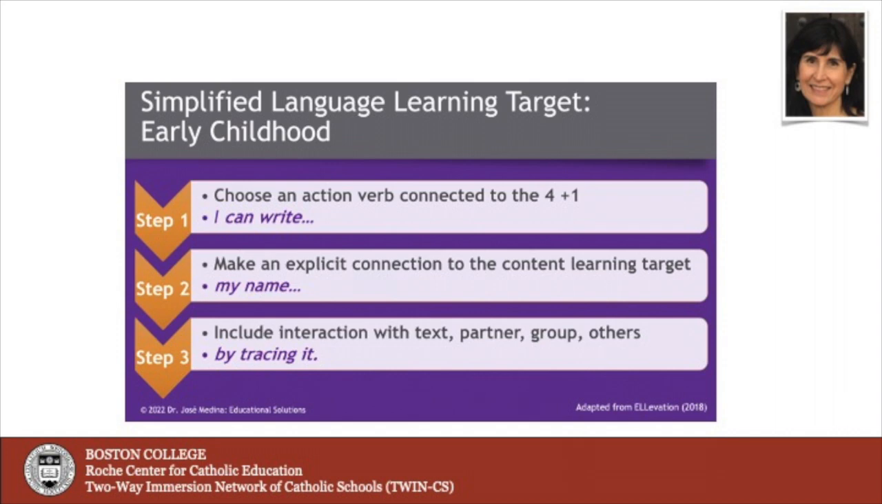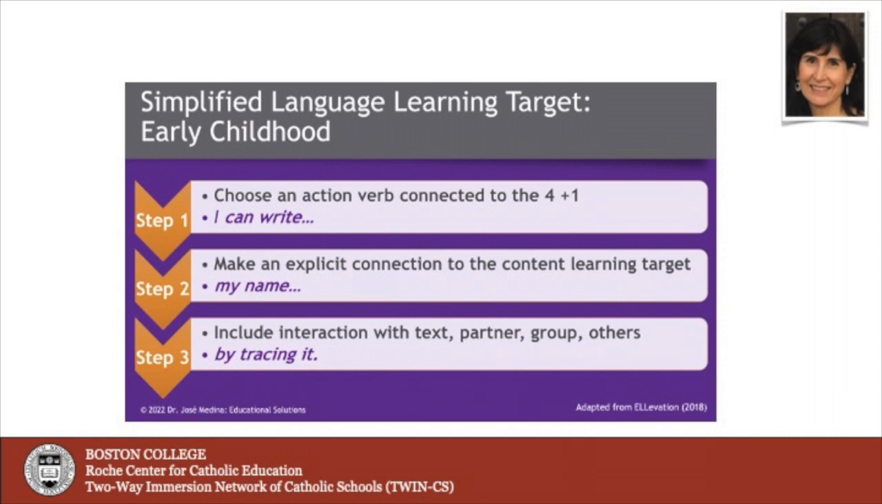So in an early childhood education class, while the content standard would have to do with students learning to write their name, for example, in pre-K, the language learning target is when we focus on three different steps that make this learning very concrete language-wise. So you choose an action verb, so I can write, and then you make explicit connection to the content, which is I can write my name, and then the final step is to include interaction with text, partner, group, or others.